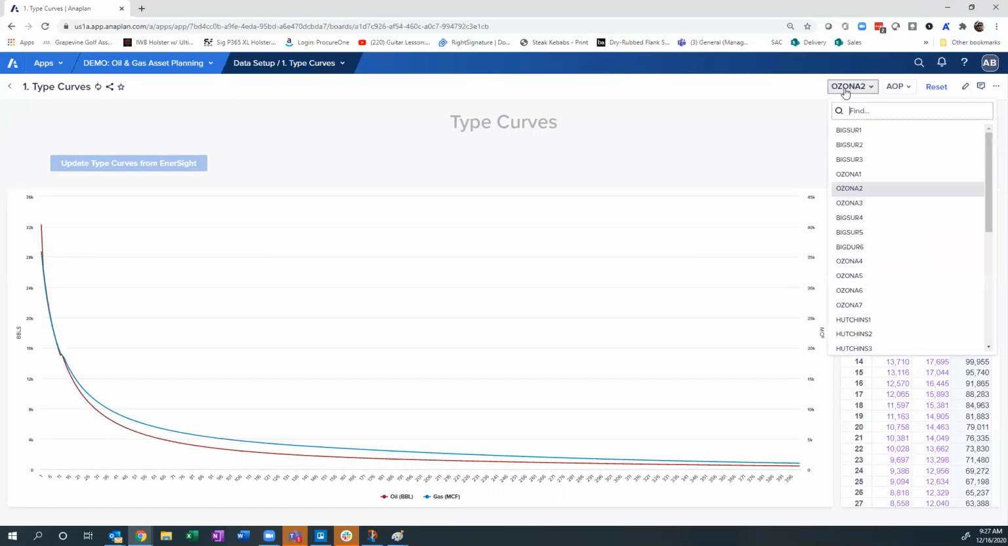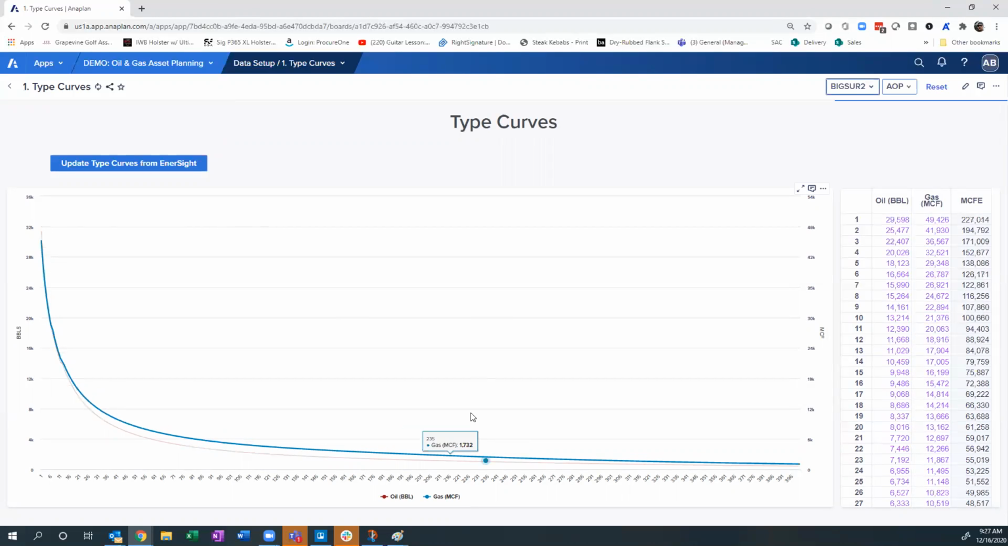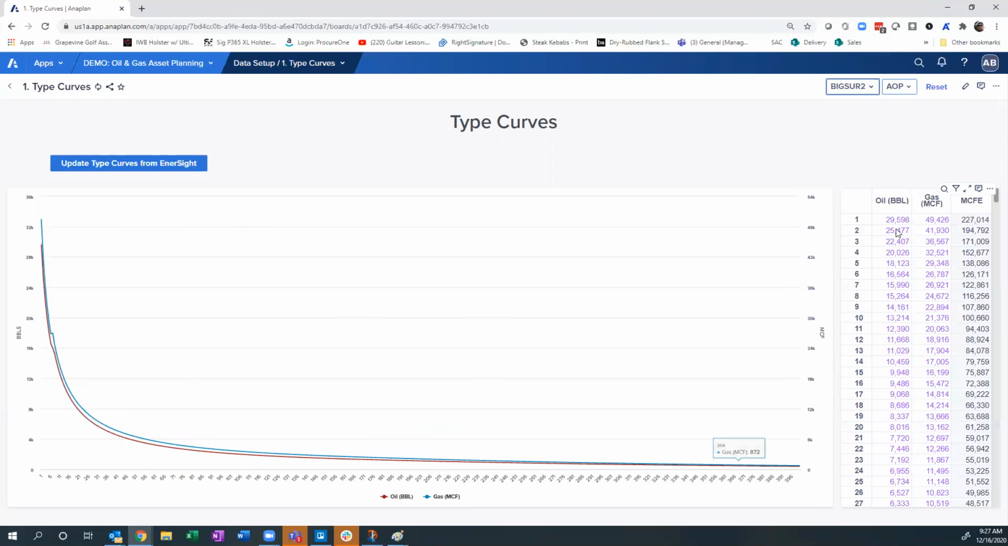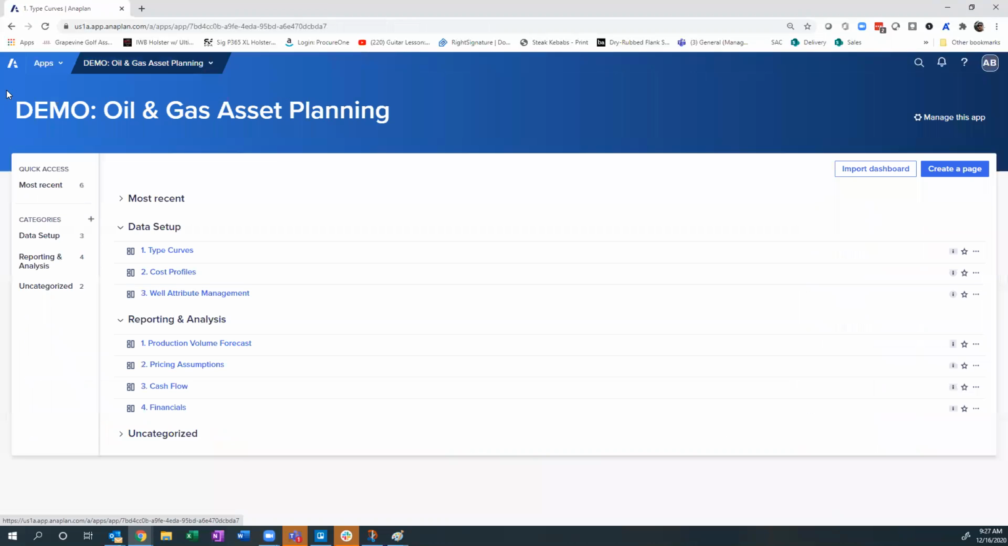So I can select a profile, I can see that, I can choose another profile, I can see that curve. I can change that curve from here if I'd like. I simply go in and change this type curve to 35,000 barrels in the first month of production. You can see that's immediately reflected in my profile here. Often this data will be loaded from another source from your engineering data.